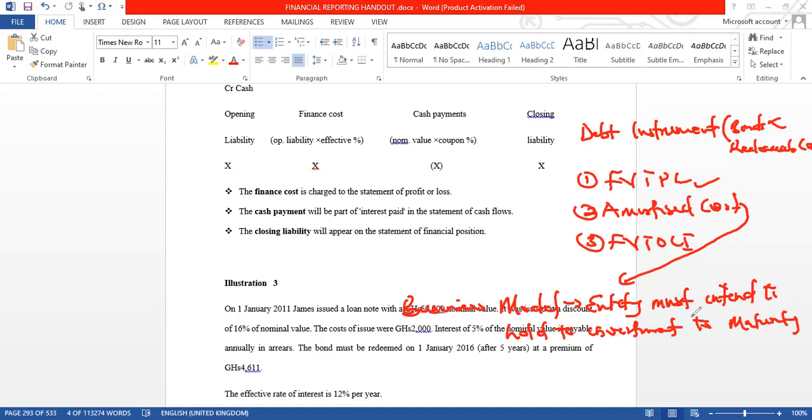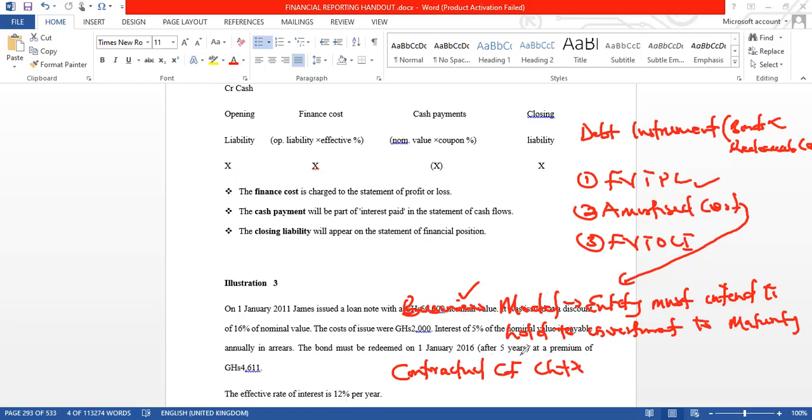So if you issue a bond and somebody buys the bond, to the person who buys the bond, he's investing, all right? If such a person is going to hold his investment to maturity, then it means that it has passed the business model test. Then we have the contractual cash flow characteristics. That's the second test.